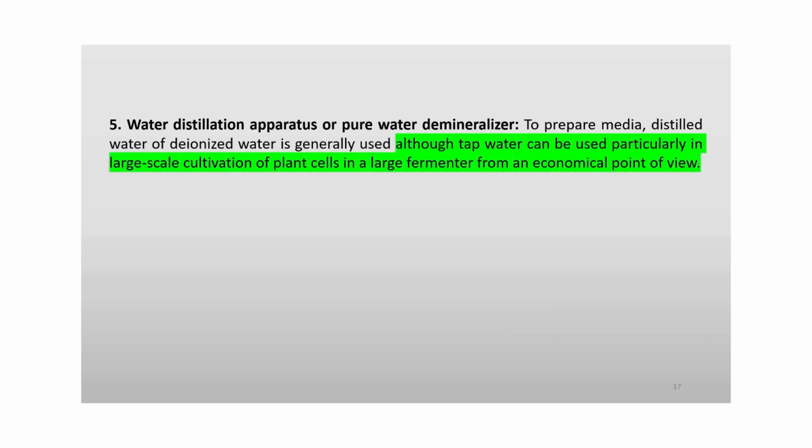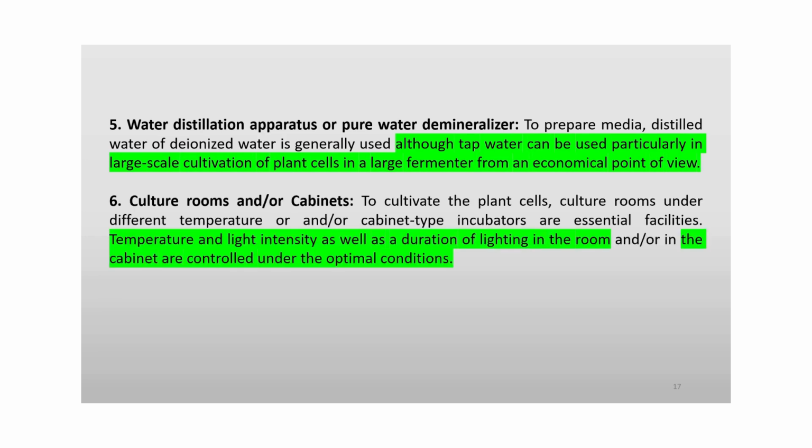Number 5, water distillation apparatus or pure water demineralizer. To prepare media, distilled water and deionized water is generally used. Although tap water can also be used in some cases, particularly in large scale cultivation of plant cells in a large fermenter from the economical point of view. Number 6, culture room and or cabinet.